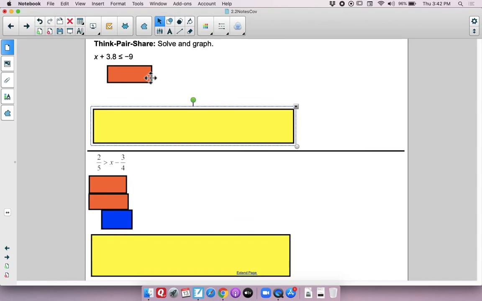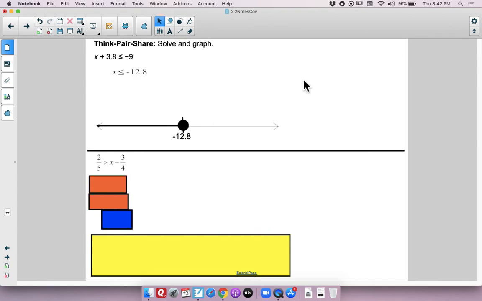So again, hopefully you subtracted 3.8 from both sides. Again, negative and a negative. If we're thinking of combining, we take the sign and basically add the absolute values. And what's your graph look like? Hopefully it looks like that.